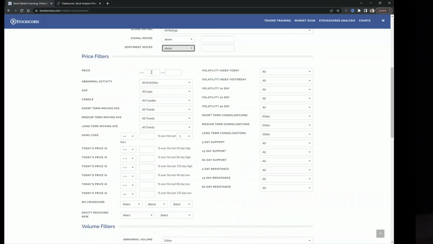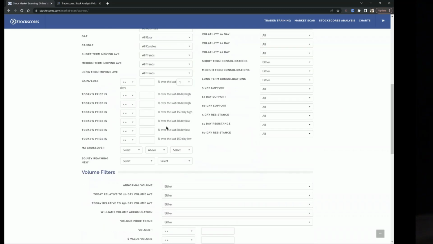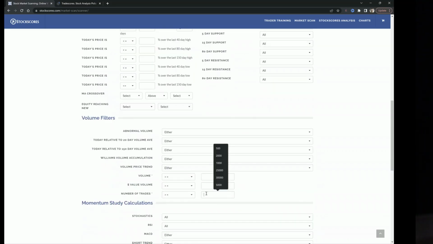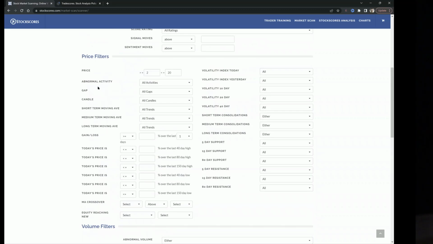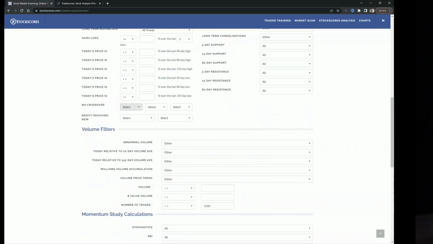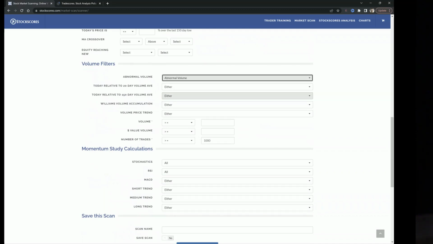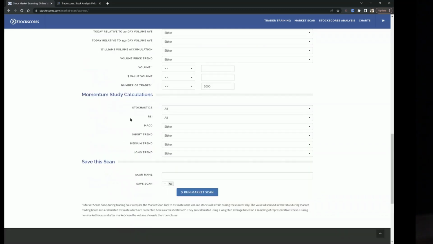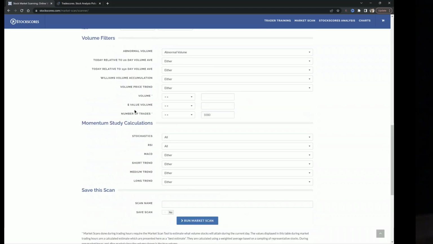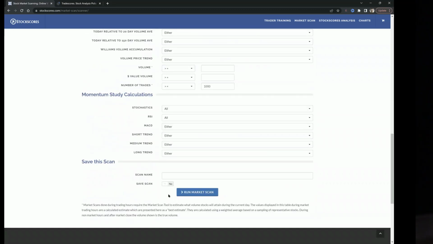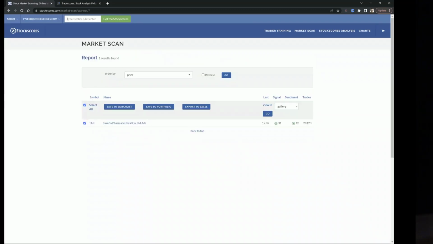And I want stocks between $2 and $20. I want them to trade pretty good volume. So I'm going to say number of trades, at least 1,000 trades a day. Because I know abnormal activity is important, I'm going to say it has to have an abnormal day up. And I want it with abnormal volume. I could add more. I could add these studies here. I could add all kinds of things. I'm just going to leave it at that. Run the market scan. Went through the entire market and it found one.